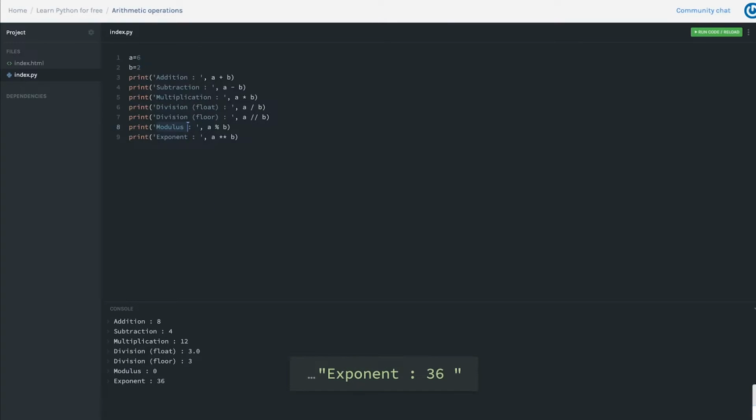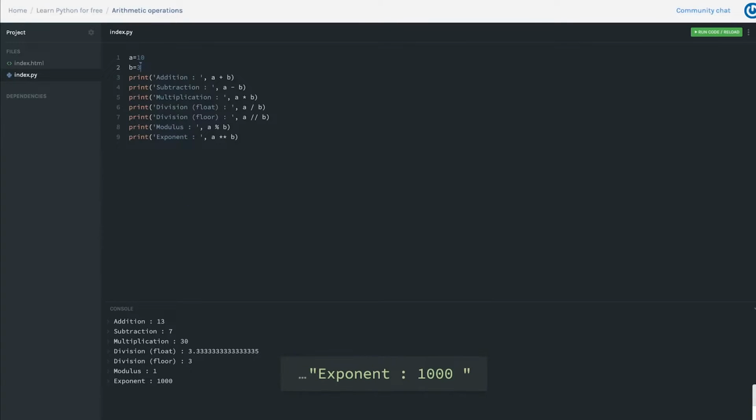So here we go. The addition is 8, the subtraction is 4, the multiplication is 12, division 3.0, division floor, same, 3, the modulus is 0, and the exponent is 36. So that's to be expected, right? But it's not very interesting because the division floor and the modulus are both showing the same result or nothing. So let's change the numbers. Let's say we have 10 and divide that by 3. Now we'll see some of the more interesting bits.